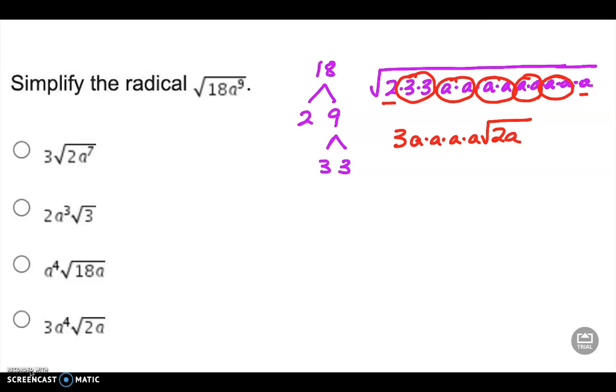And then we can simplify this. 3a to the 4th times the square root of 2a. So that one would be this one right down here.